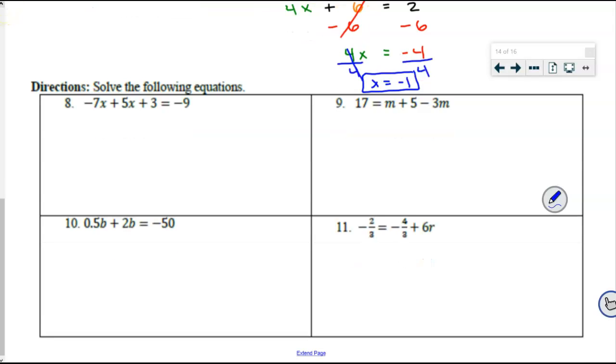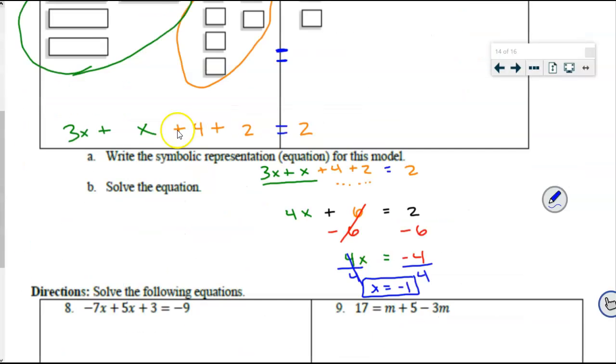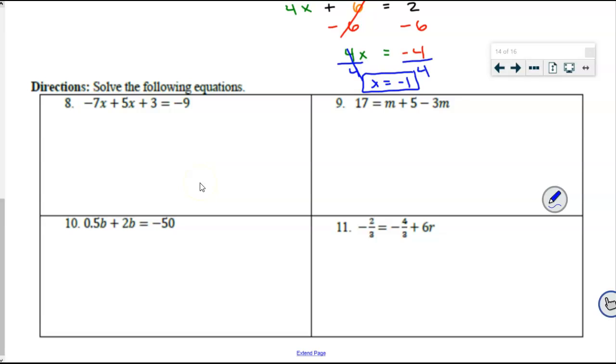Okay, 8, 9, 10, and 11. With your groups, we're going to go over those, and then we're going to do number 12, which is a story problem. And then it's going to be time to go. So with your groups, 8, 9, 10, and 11, we're going to pause the recording so that you can have a chance to do it on your own, and then continue in the recording when you're ready to go over it. Ready, set, go.